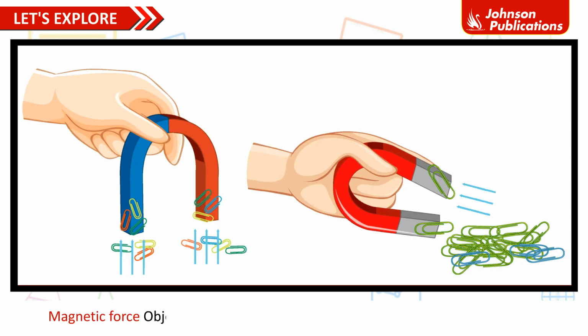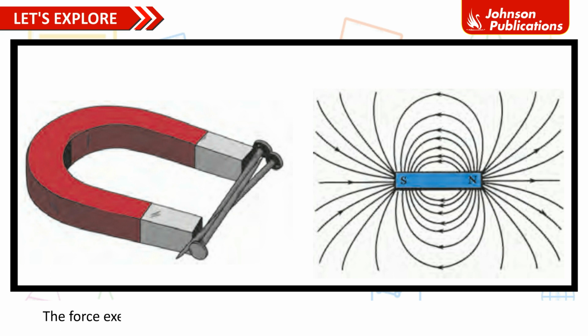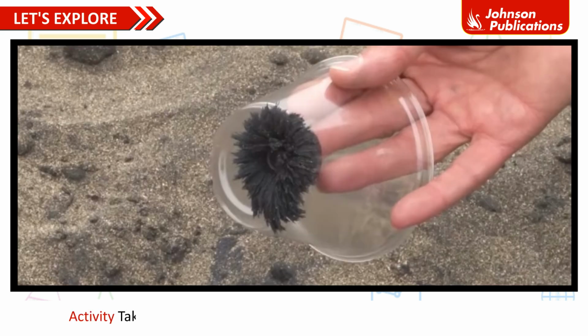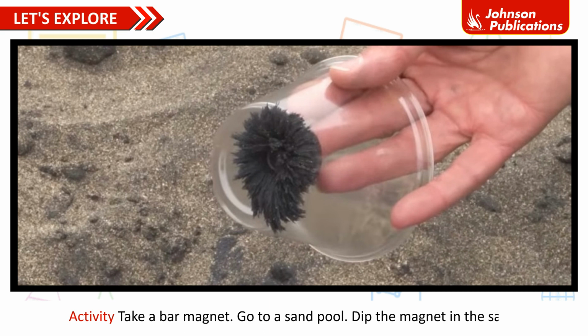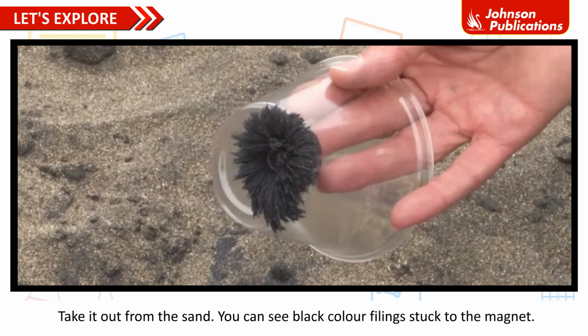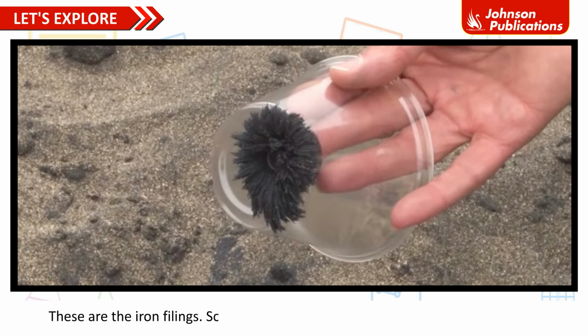Magnetic force. Objects made of iron, nickel, and cobalt are attracted by magnets. The force exerted by the magnet to pull objects towards it is called magnetic force. Activity. Take a bar magnet, go to a sand pool, dip the magnet in the sand, and take it out from the sand. You can see black colored filings stuck to the magnet. These are the iron filings. So we can say that a magnet exerts a force of attraction.